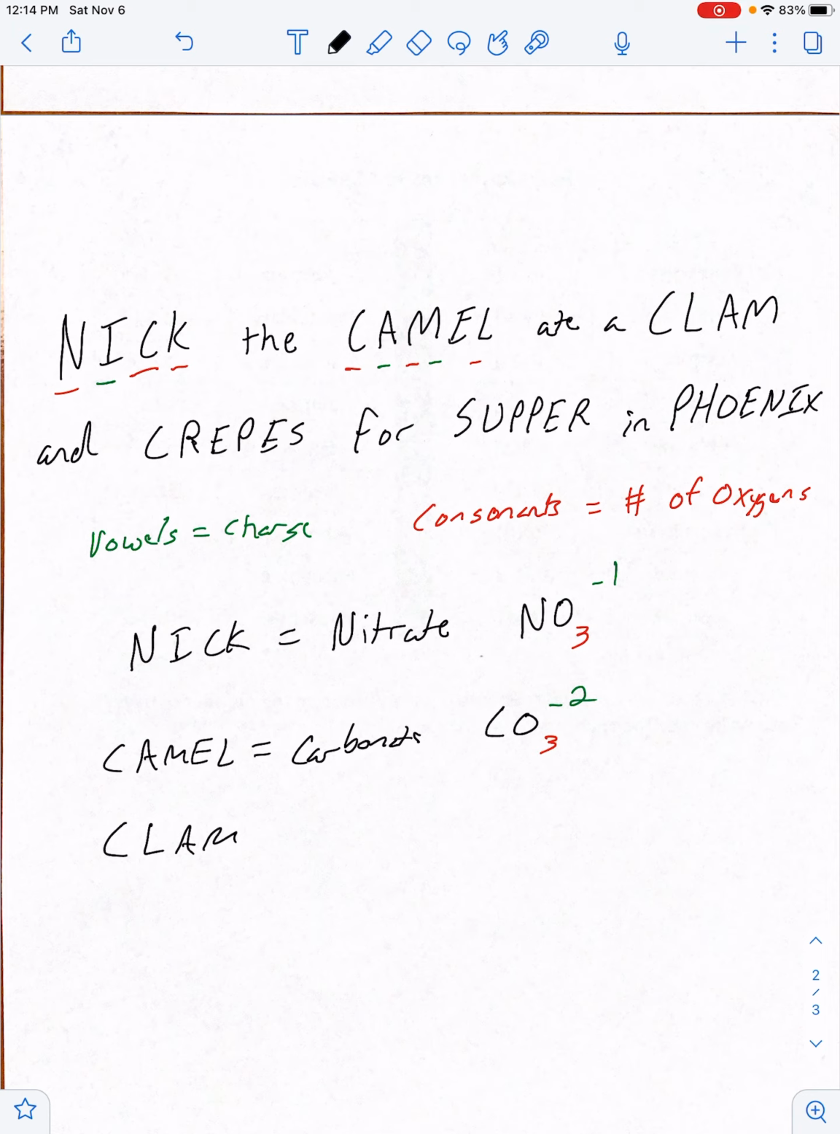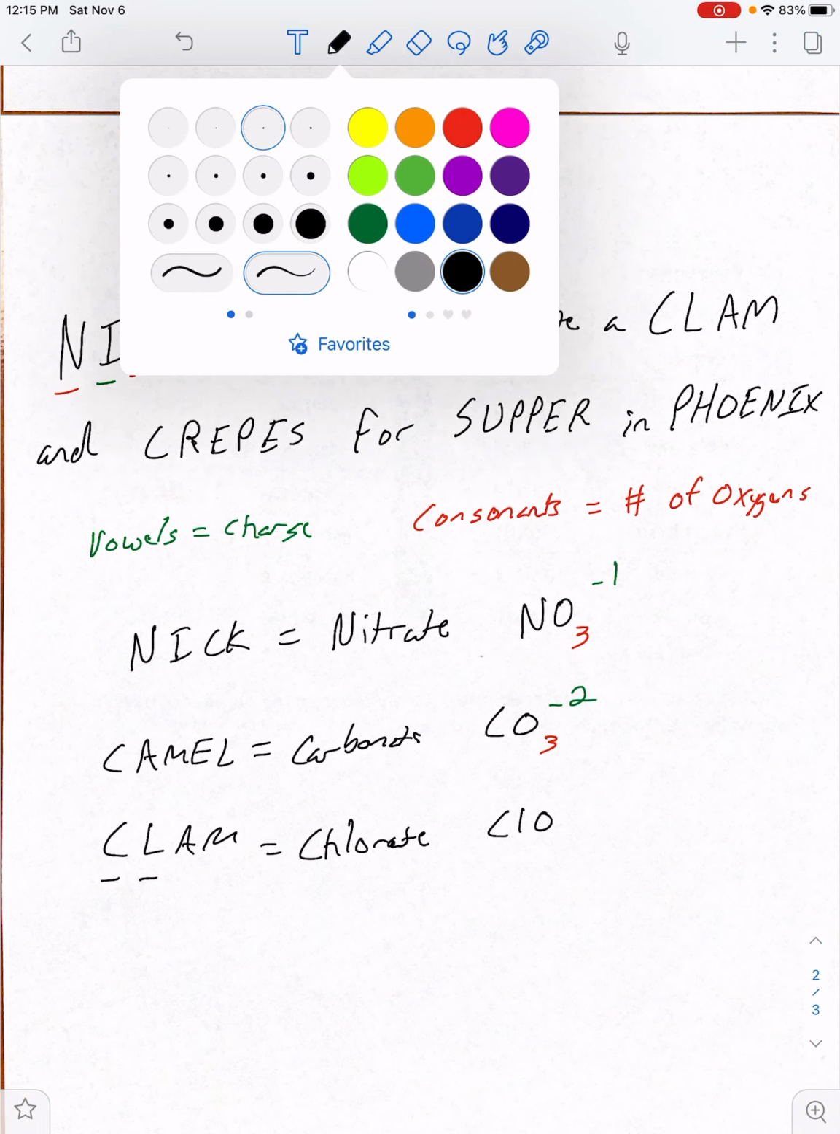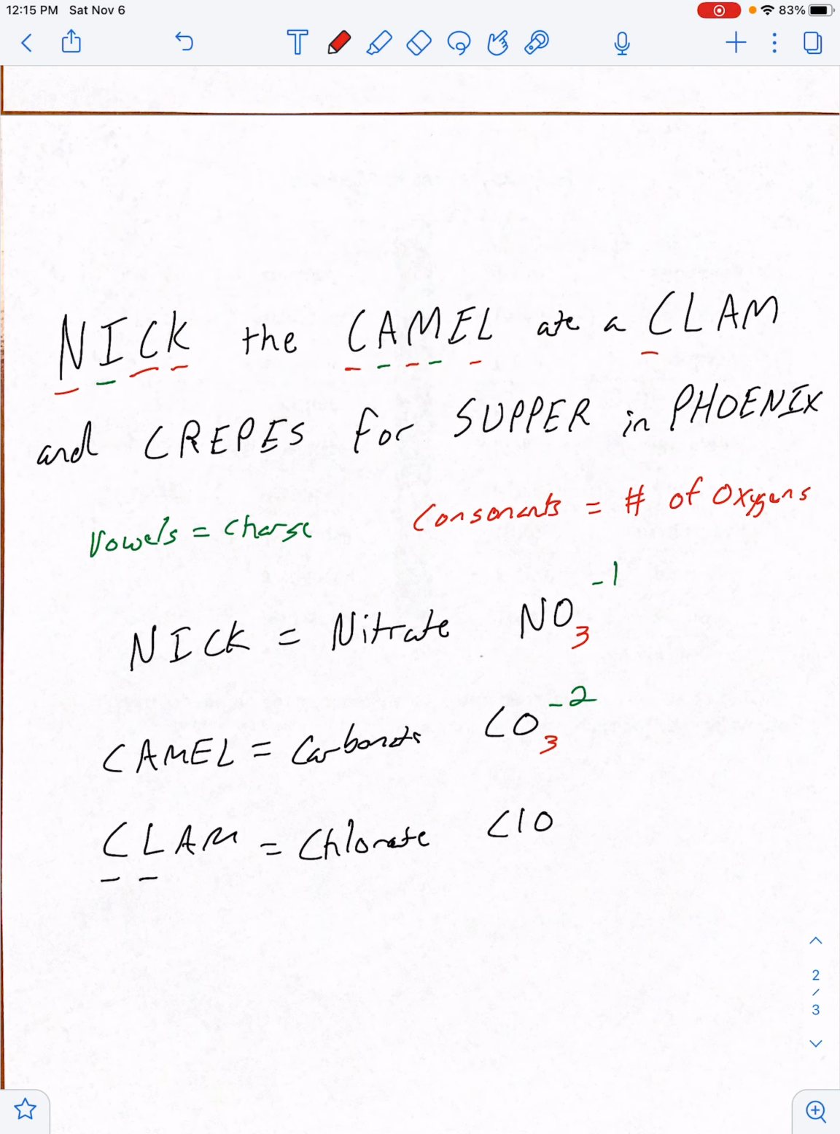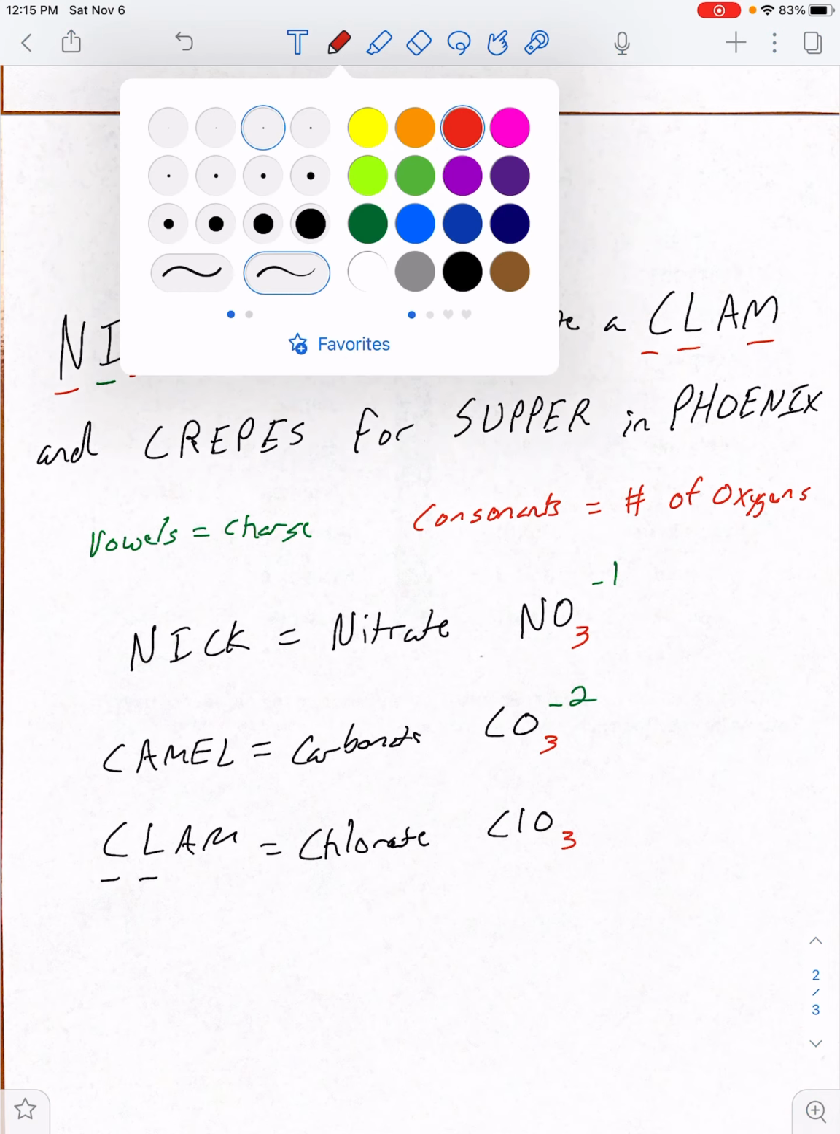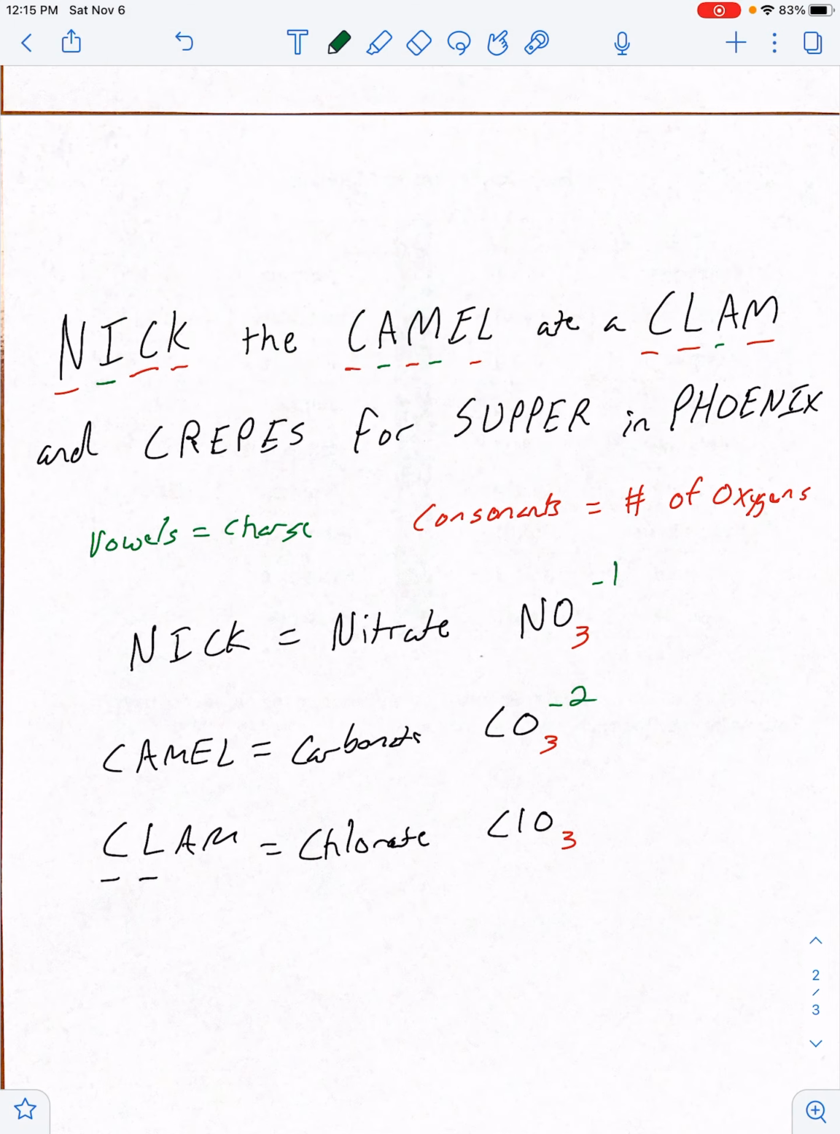Now clam has that Cl, so that's kind of a hint that we're actually going to be dealing with chlorate. So that's chlorine and oxygen. Okay, so I'm going to write ClO. Let me switch my colors. So I have 1, 2, 3 consonants, so that's 3 oxygens. And I have 1 vowel, so that's a -1 charge.